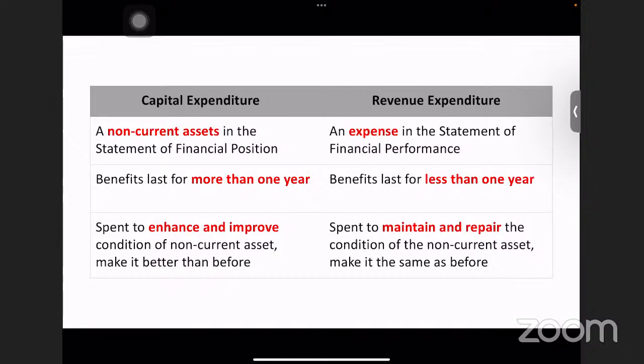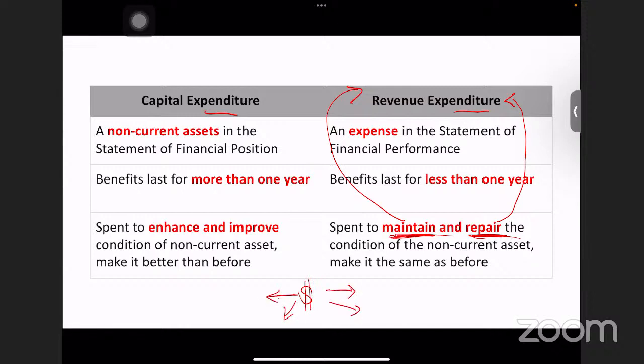Then capital expenditure is to enhance and improve our NCA, whereas revenue expenditure is to maintain and repair. So whenever you see something that says maintain, something that says repair, it will definitely be revenue expenditure. So if they say they want to maintain the motor vehicle, they want to repair the aircon, that one will definitely be revenue. So you see these two words, definitely it's revenue expenditure. Expenditure just means that whenever you run a business, your money is flowing out.